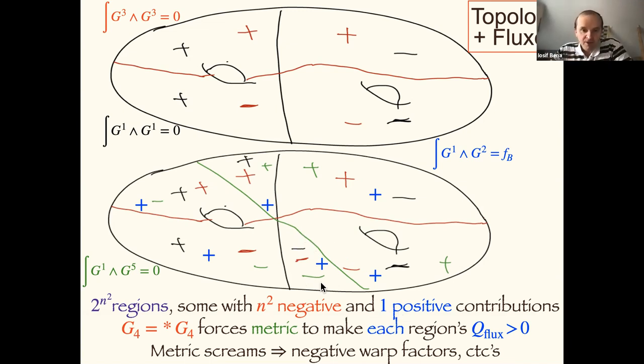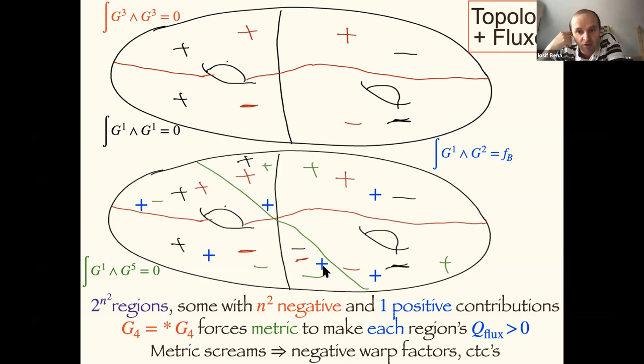And what's happening when you do that, again, you have these regions with a huge negative charge. The metric wants to enhance this plus region, but it cannot. And then what it does, it basically makes the warp factor negative. That's what we've seen in flux compactification, in bubbling geometries. Essentially, the metric cannot make such a region happy. It's going to scream, give you a negative warp factor, and then give you closed timelike curves. That's basically the intuition why this is never going to happen.